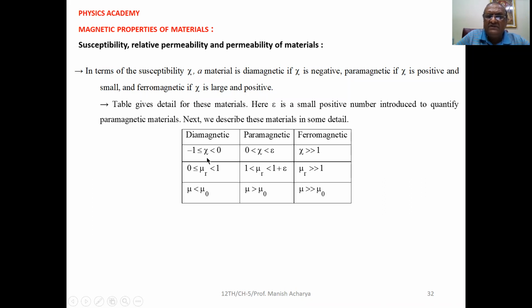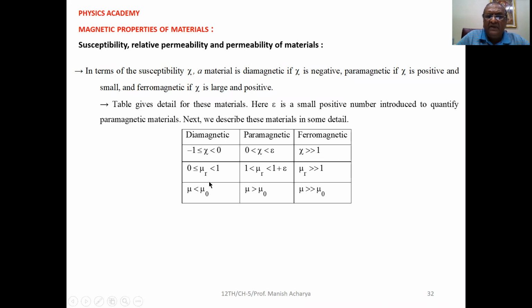If we think about the susceptibility, then the susceptibility for a diamagnetic substance is less than 0 and greater than or equal to minus 1. For paramagnetic substances, the susceptibility is between 0 and E, where E is a small positive number introduced to qualify the paramagnetic materials. Don't worry about that number; we have nothing to do with it at present in our text. Then for ferromagnetic substances, the susceptibility is very large compared to 1.